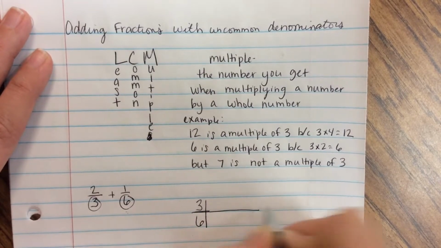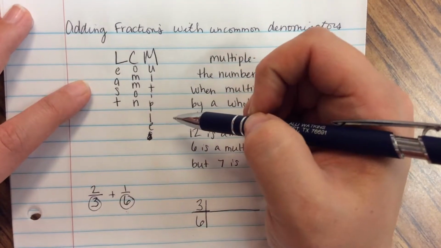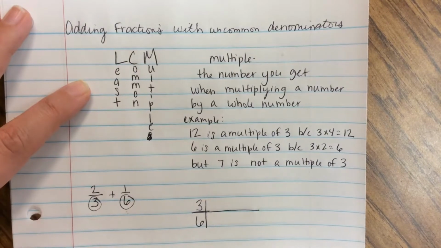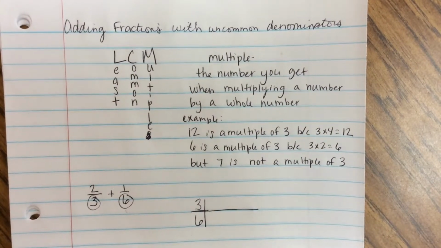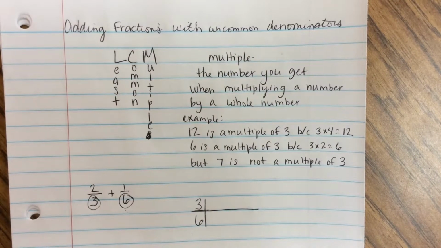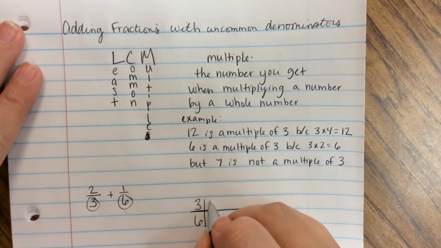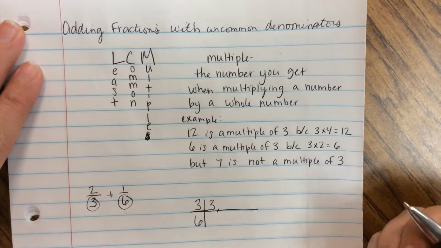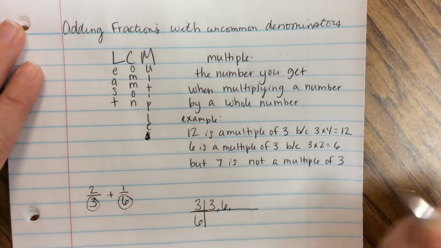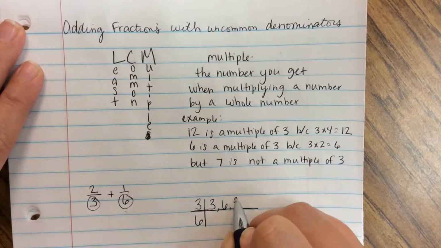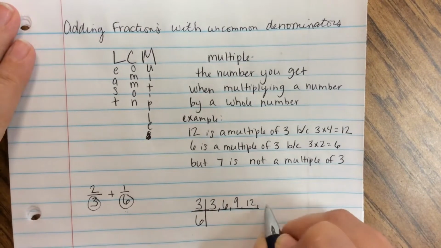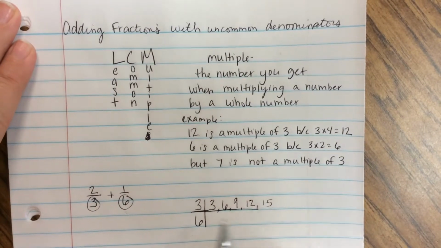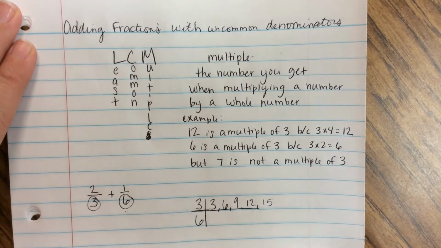The first thing we're going to do with LCM is list the multiples, the numbers you get when multiplying. So 3 times 1 would be 3. 3 times 2 would be 6. 3 times 3 would be 9. 3 times 4 would be 12. 3 times 5 would be 15. These are all multiples of 3.